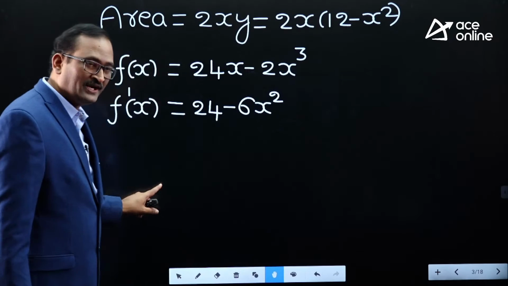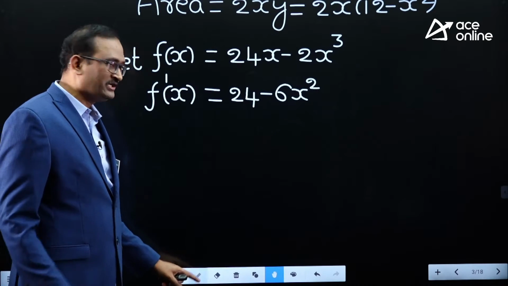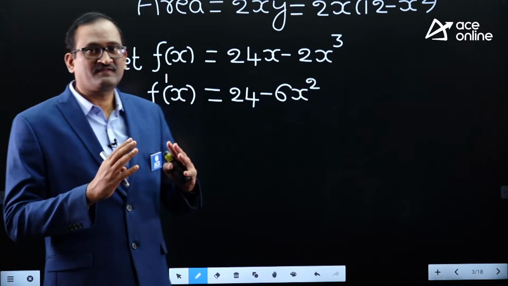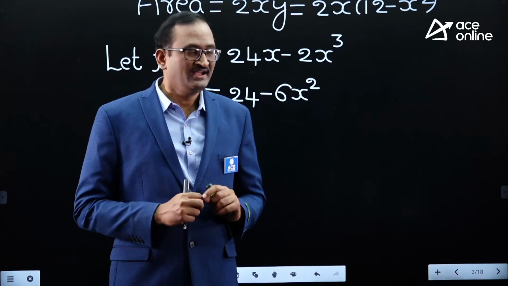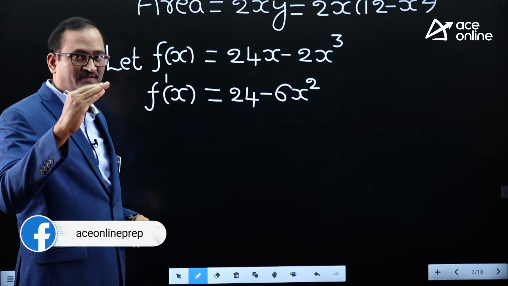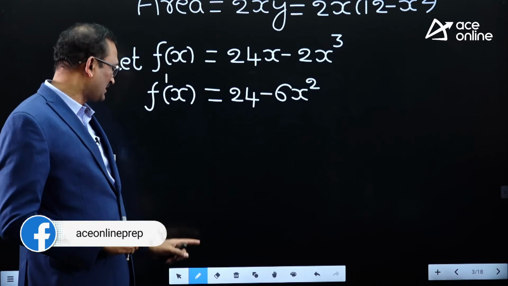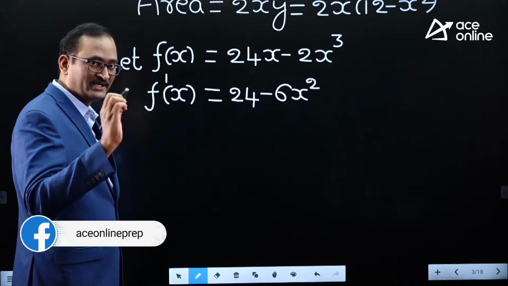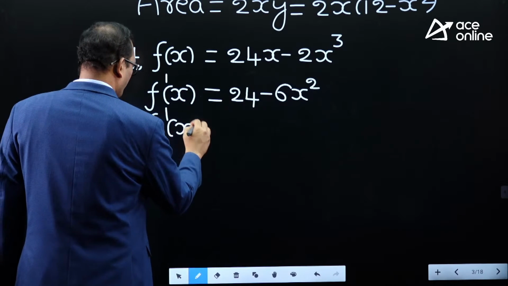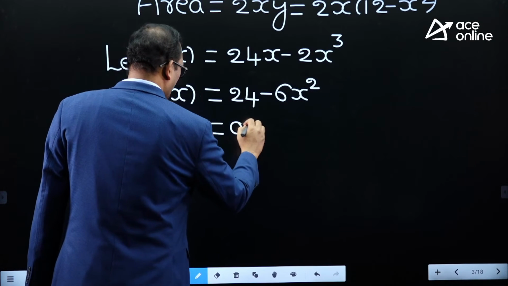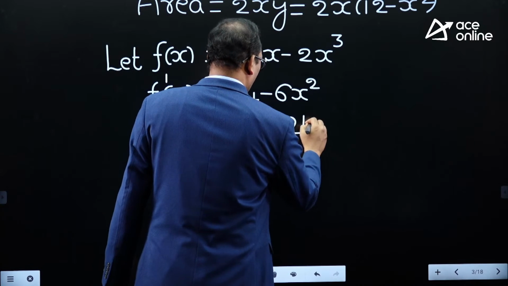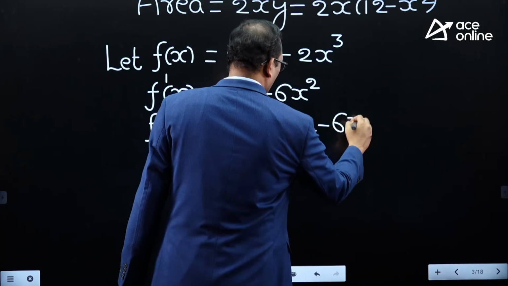Now let me find the critical points. Critical points means the points where f dash x equals 0 or f dash x equals infinity. F dash x cannot be infinity for any finite real value of x. Therefore, the other choice to get the critical point is to equate f dash x to 0. If f dash x is equated to 0, we get 24 minus 6x square equal to 0.